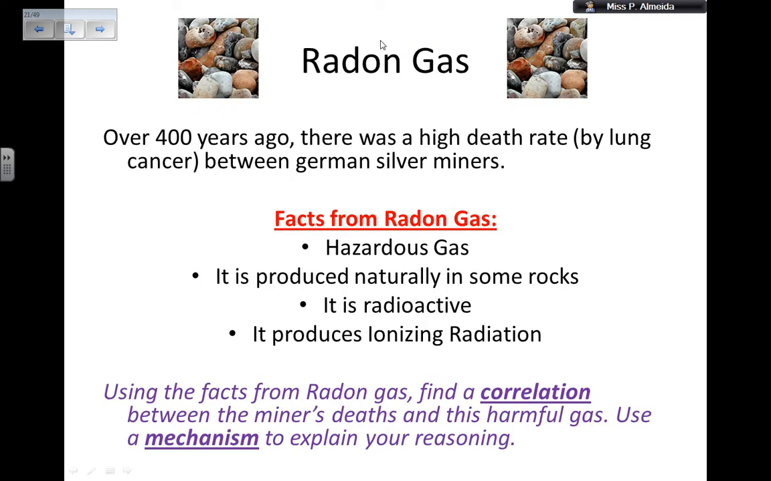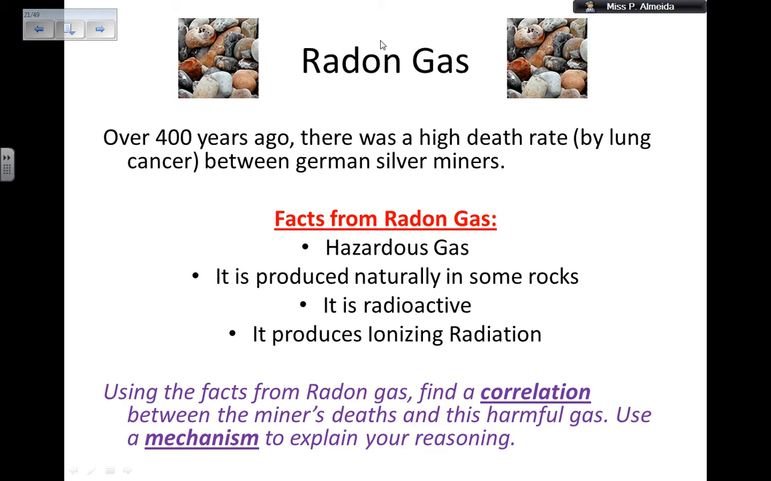Okay, so this is it in terms of exercises. Now, this next part is just more for you to understand what is going on. There is this gas called radon gas, okay? Now, people didn't quite know about it, and over 400 years ago, there was a high death rate by lung cancer between German silver miners, and people were like, okay, this cannot be a coincidence. What is happening in here? Now, radon gas, which is, as the name says, a gas, is a hazard, so it's produced naturally in some rocks. It is radioactive, and it produces ionizing radiation. It gives off alpha radiation, okay?